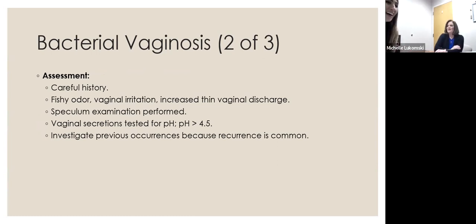No, and some women may not have that fishy odor, and so their symptoms may not be classical. Whenever you do a speculum exam, you may not see that homogeneous white discharge that's the telltale sign of BV. It may look like a clear, normal appearing vagina, normal appearing cervix, normal appearing clear discharge.